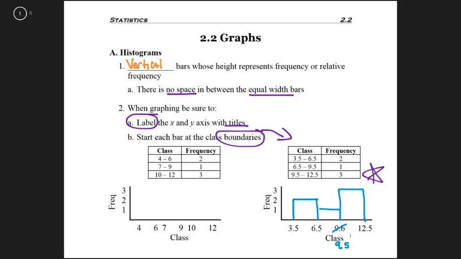Be careful of the graph on the left. When I go to draw the first bar, I'm going from 4 to 6, and so I just have this vertical bar off to the left. Then for my next class, which is 7 to 9, it's as if there's a gap, and only 7 to 9 has a height of 1, and only 10 to 12 has a height of 3. So what happens is, on the left, this is not a histogram. It's not clear that the data is continuous, and so that's why I want to count the graph on the right.